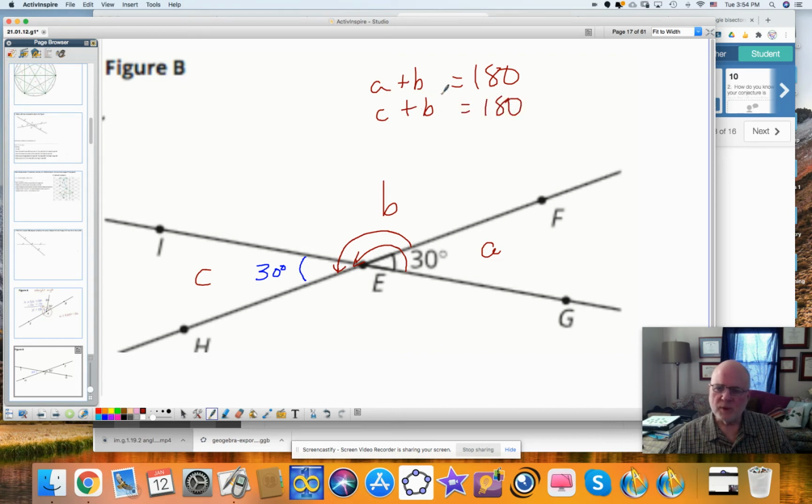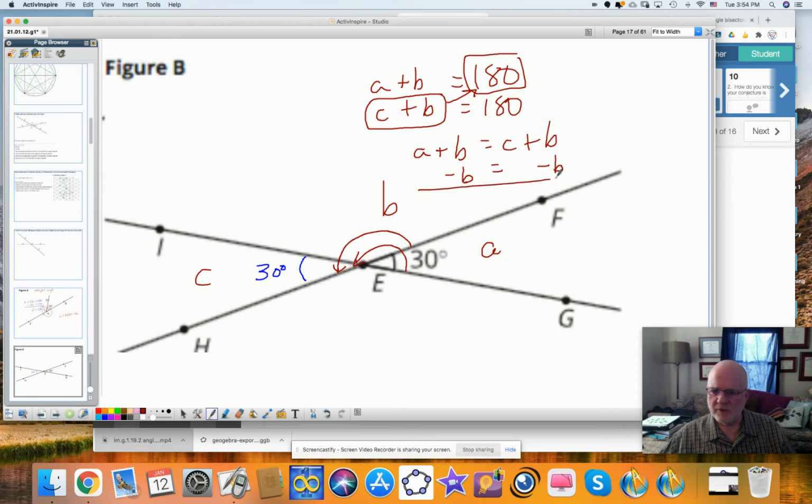Since they both equal 180, I can substitute this value in for this one. When I plug that in, I get A plus B is equal to C plus B. I have B on both sides of the equation. I can use the subtraction property of equality to subtract B from both sides because negative B is equal to negative B. And I end up with A is equal to C. This is a proof of my conjecture that they're the same. You can see that they're the same.